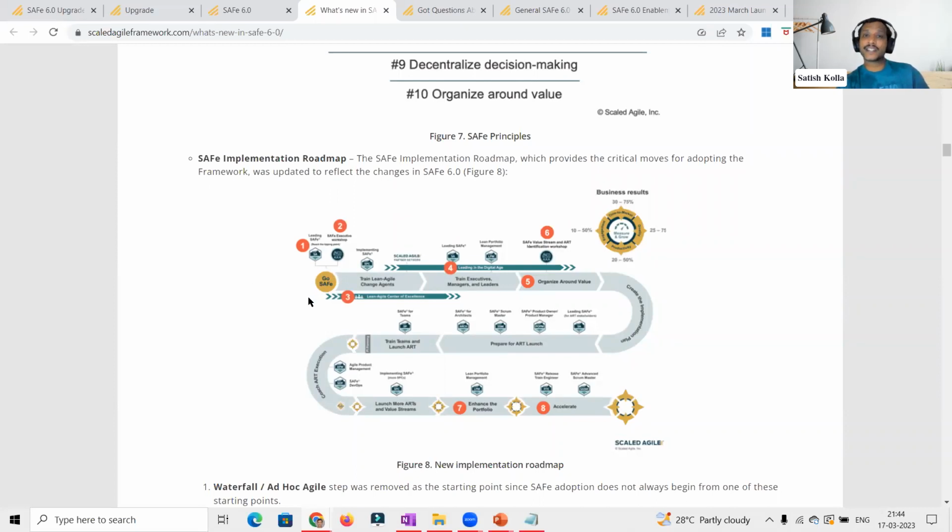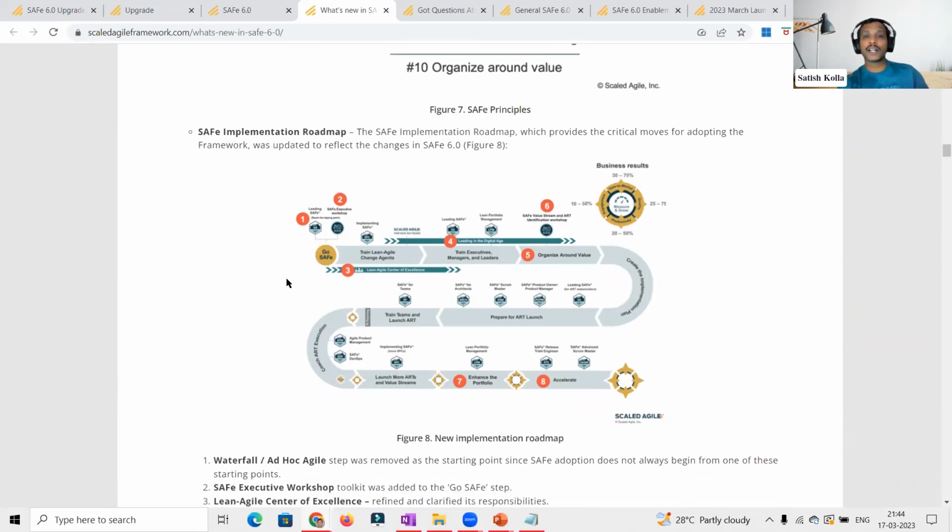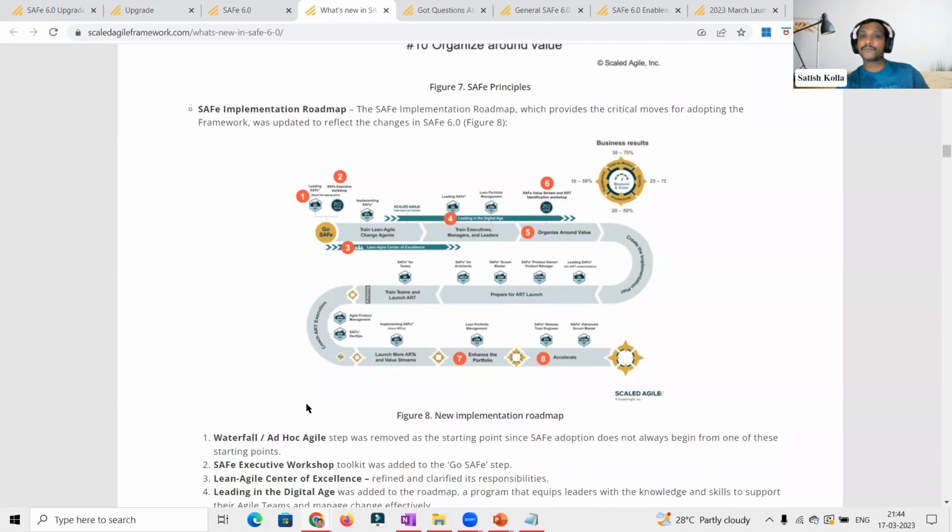Now we will be directly starting with the tipping point. Earlier, it used to have a waterfall or ad hoc agile that is refined or revised due to a little bit of confusion coming from the organization's perspective or the implementation perspective. That is no more there. So directly the starting is the tipping point. And the new change is the executive workshop.